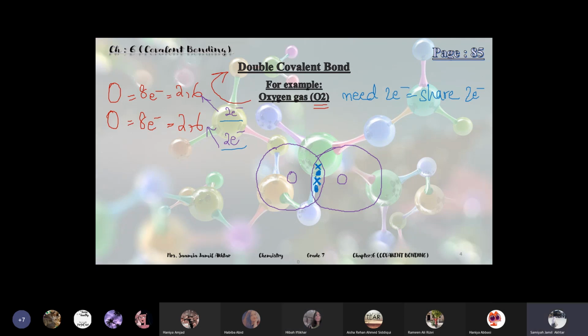Okay, and then complete the rest of the shell. Both oxygen contain 6 electrons total. Out of 6 electrons, it gives 2 electrons in the overlap area. It shared 2 electrons, so 4 electrons are left. 1, 2, 3, 4. 4 electrons will be outside.